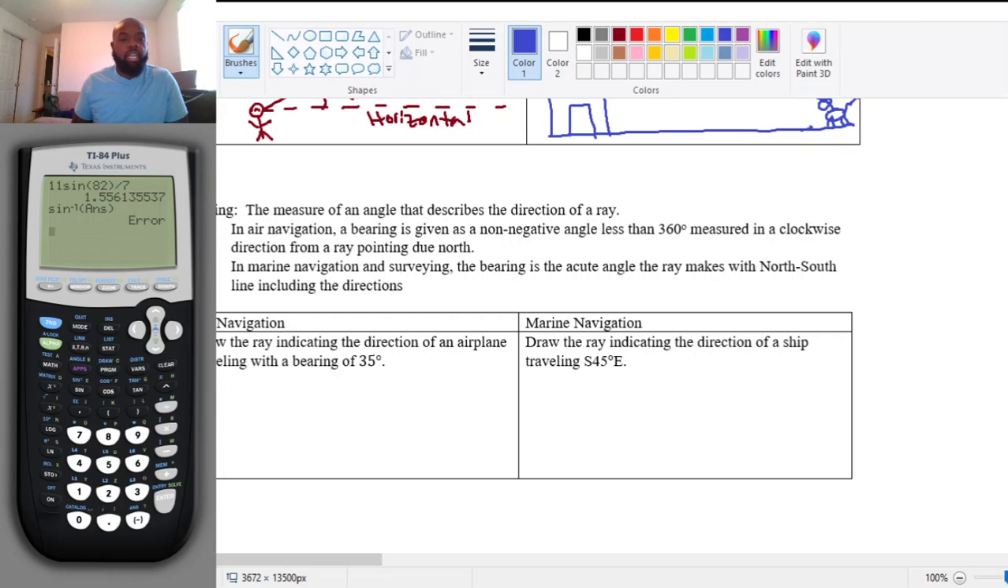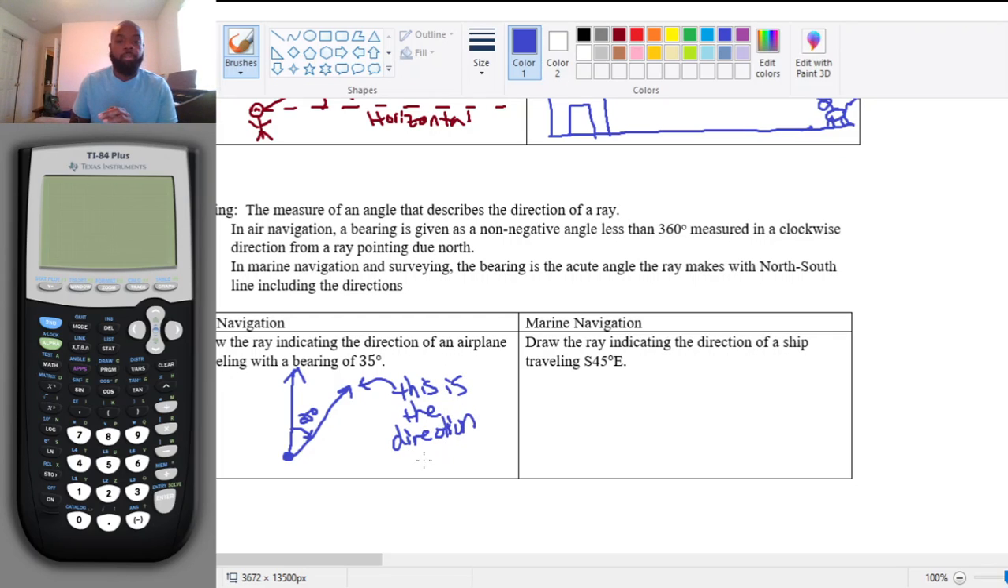And so I'm going to go ahead and do this example here. It says draw the ray indicating the direction of a plane that's traveling with a bearing of 35 degrees. And so my bearing is always going to be an angle that's drawn clockwise. I know we normally draw angles counterclockwise, but a bearing is always drawn clockwise from your ray that's pointing due north. So this ray here is pointing due north, and I'm going to draw an angle that's 35 degrees in a clockwise manner, because we want an angle that has a bearing of 35 degrees. So from my north-facing ray, I'm going to draw a 35-degree angle in a clockwise manner. And so this is the direction of the plane.